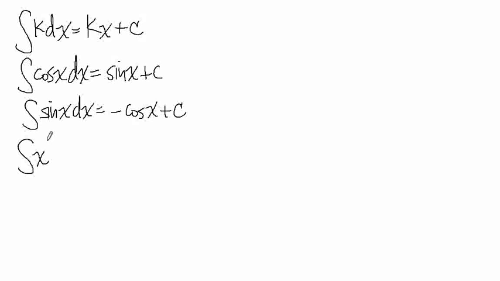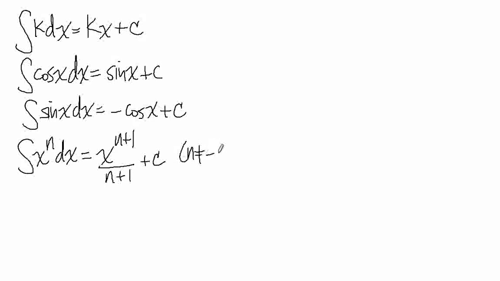What about the antiderivative of a power? Let's say x to some exponent n. That's equal to x to the n plus 1 all over n plus 1 plus the constant of integration. And this is good as long as n does not equal minus 1. In that situation, you'll have a division by 0 error. All right, but all other numbers are fine.